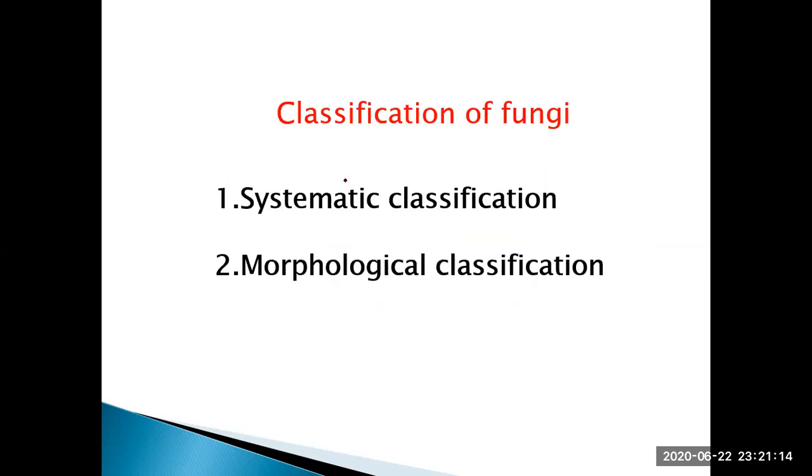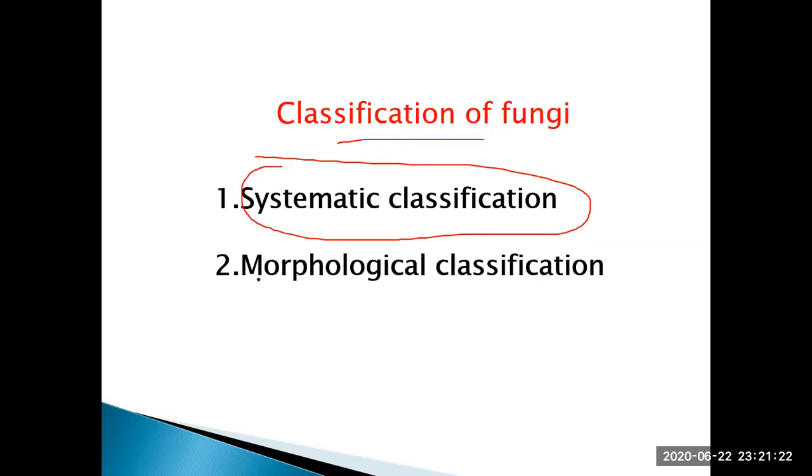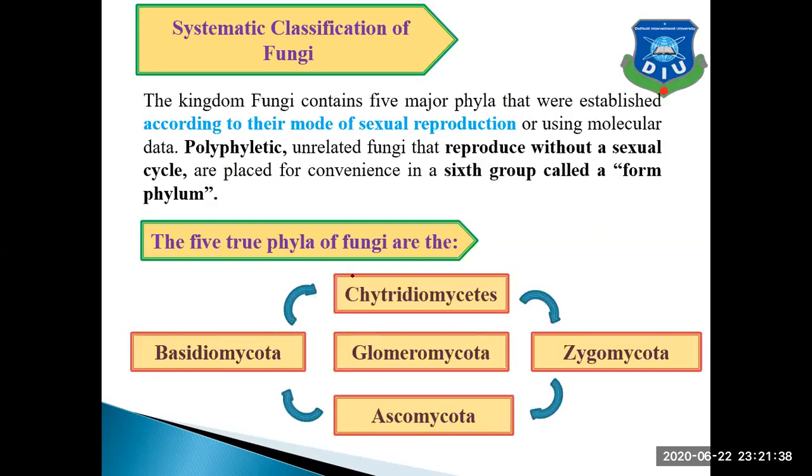Now we will read about the classification of fungus, and today we will read half of the systematic classification. Okay, the other half, the morphological classification, we will read in our next class. So first of all, what is systematic classification? There is the word systematic. That means for that classification, there will be some systematic base. So what will that base be?